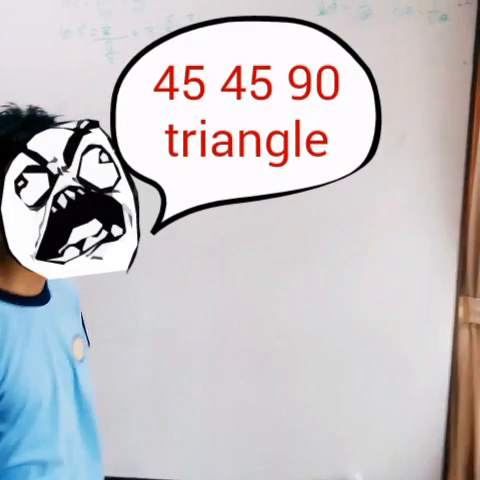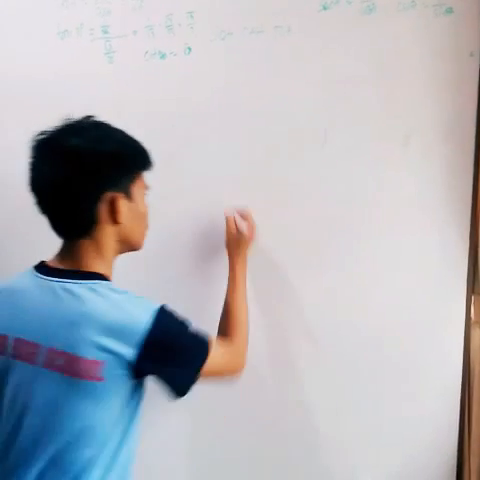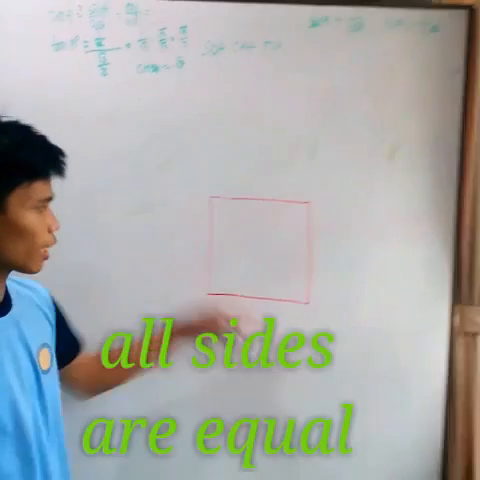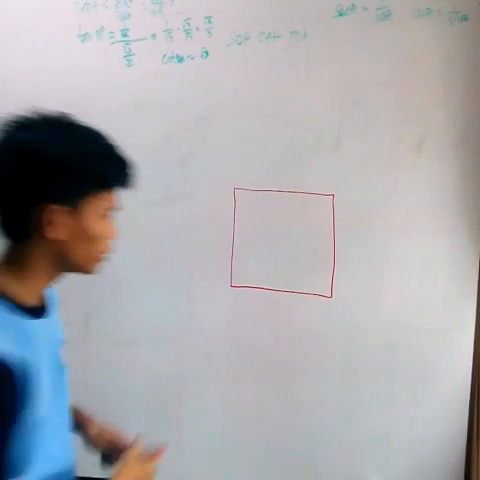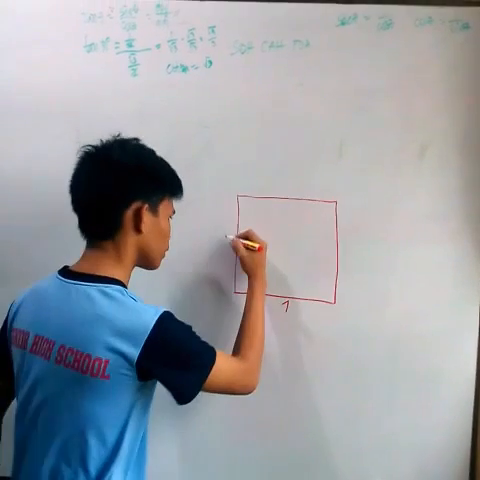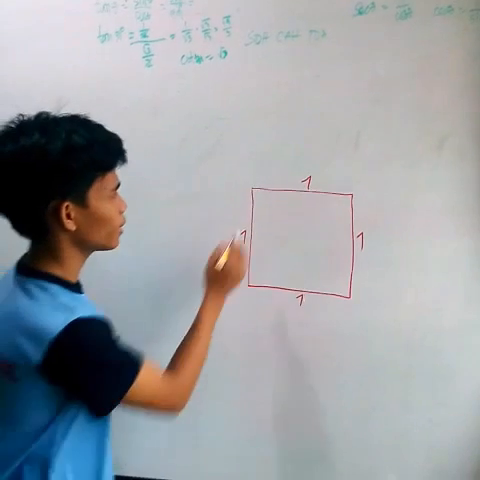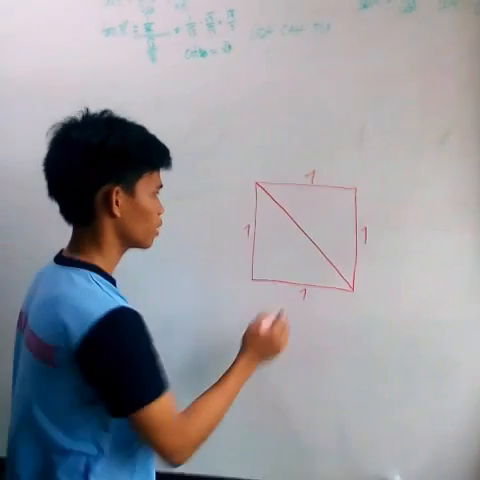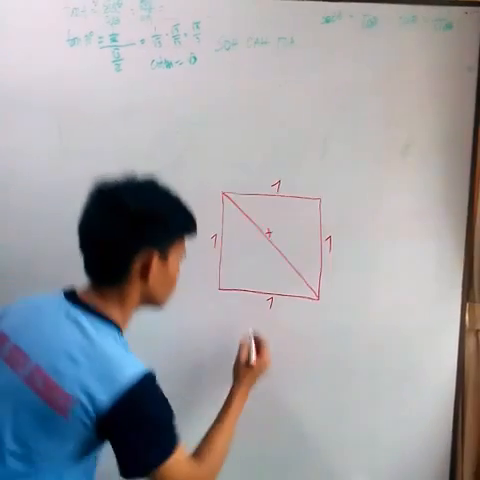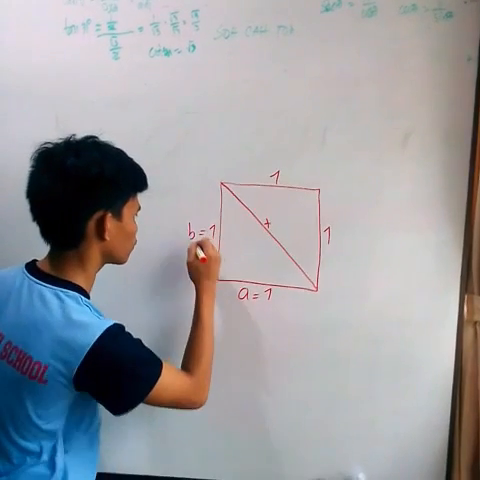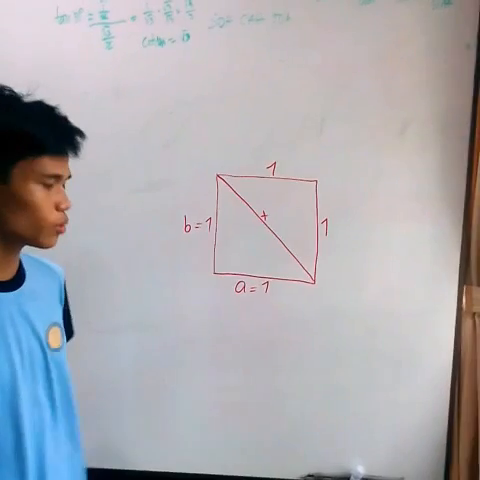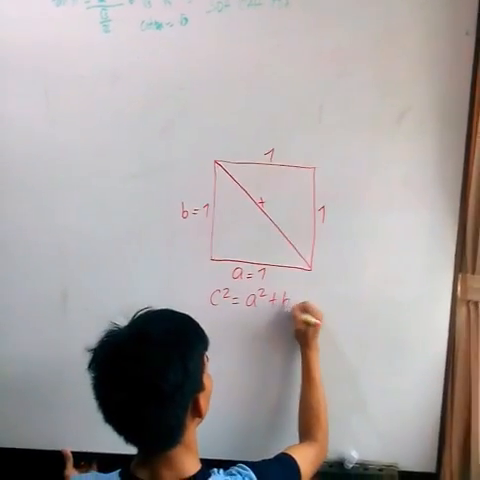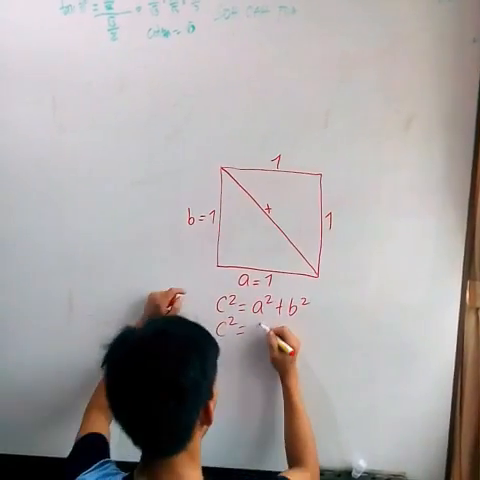In order to get a 45-45-90 triangle, you must draw a square. We all know that all sides are equal. So if you put the value 1 on this side, all these sides will become 1. You must divide it into equal parts, making a triangle. So if this is x, this is a equals 1, b equals 1. To know the value of x, you must use the Pythagorean theorem. So c squared equals a squared plus b squared. C squared equals the value of a, which is 1 squared.